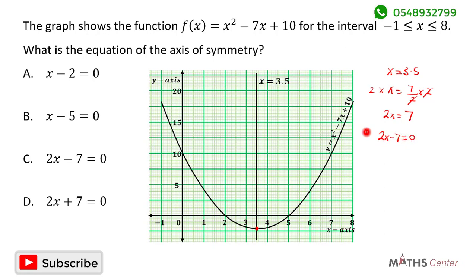0. So the equation of the line of symmetry, which is x is equal to 3.5, can also be written as 2x minus 7 is equal to 0. When we look through the options here, we can see that the correct option is C. 2x minus 7 is equal to 0.